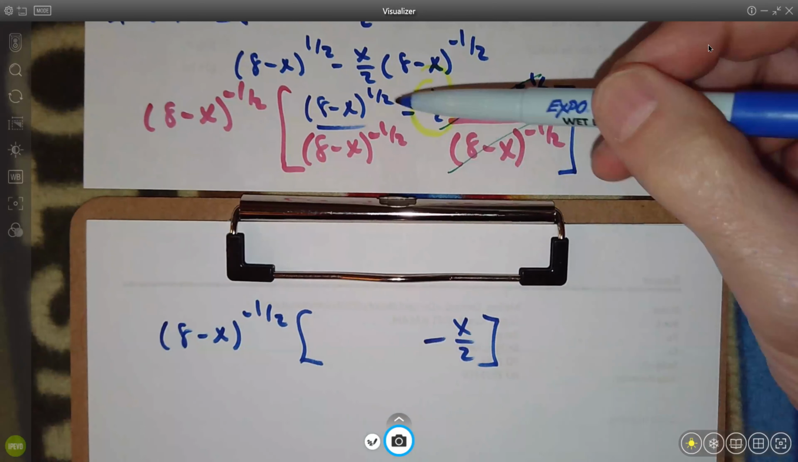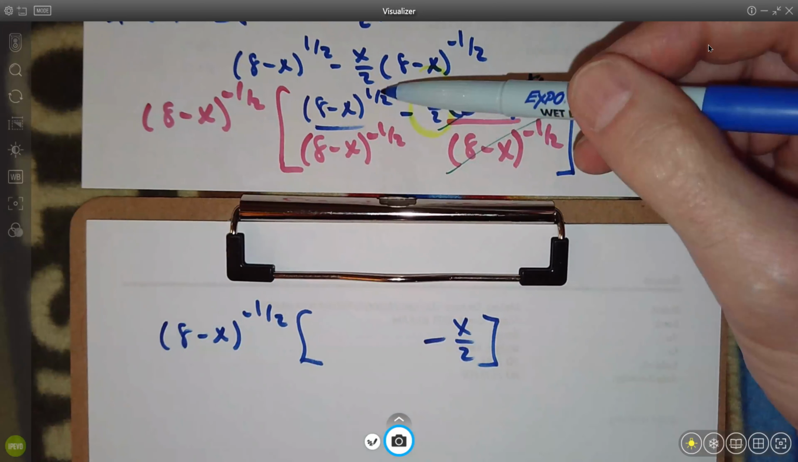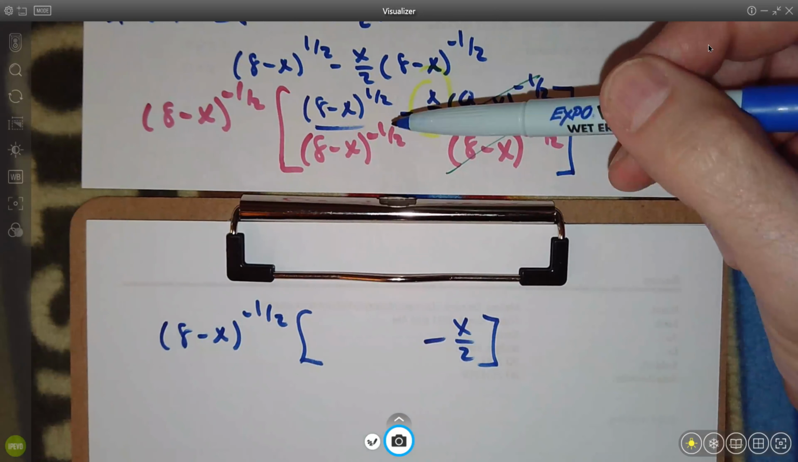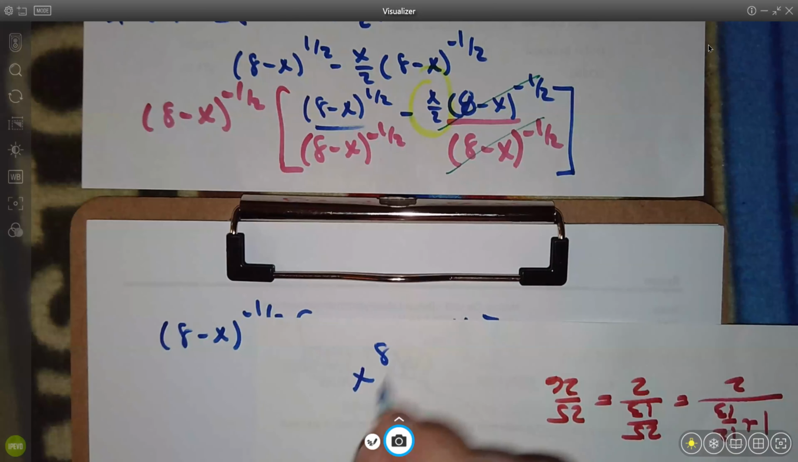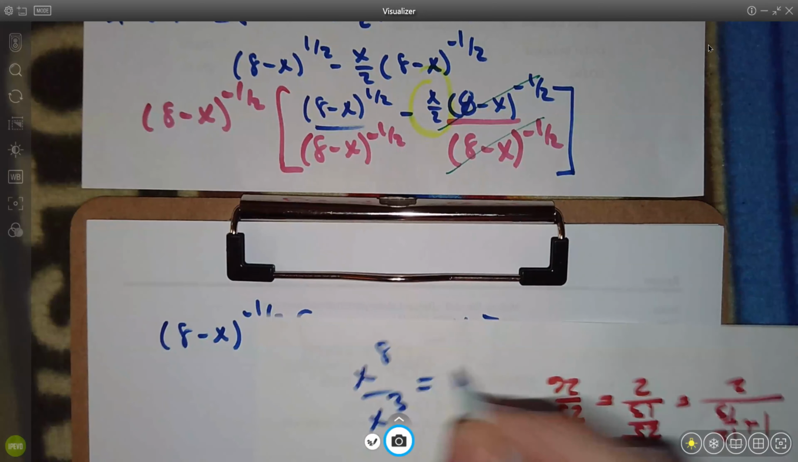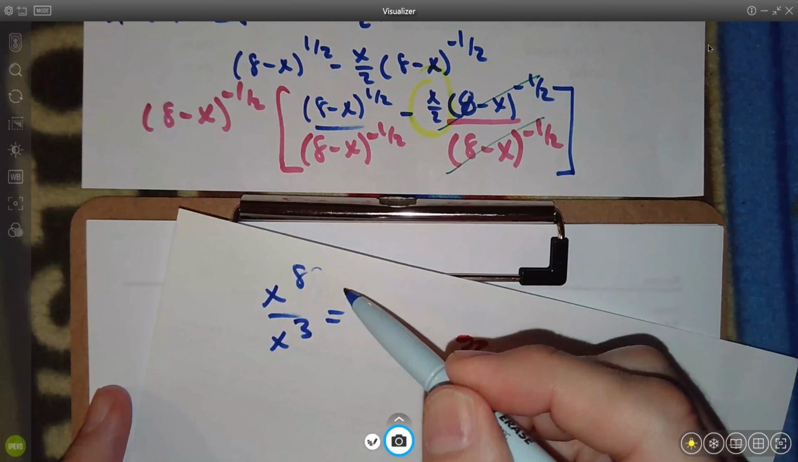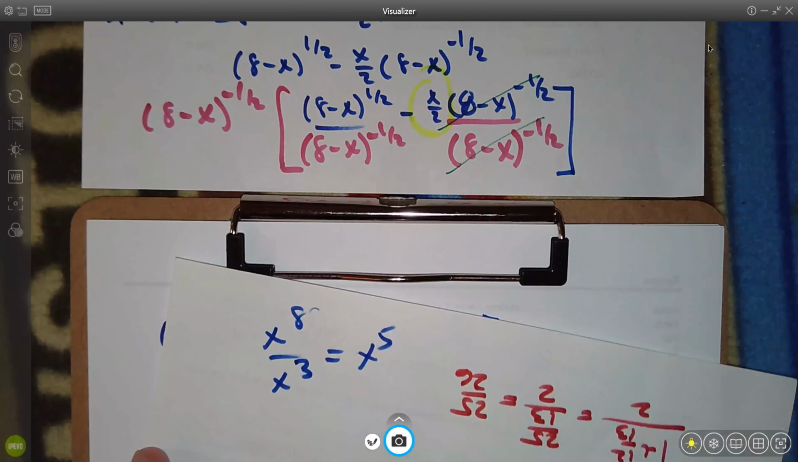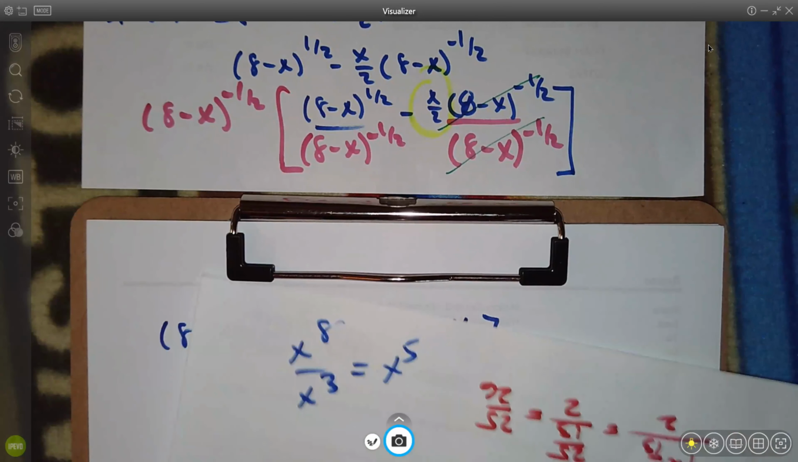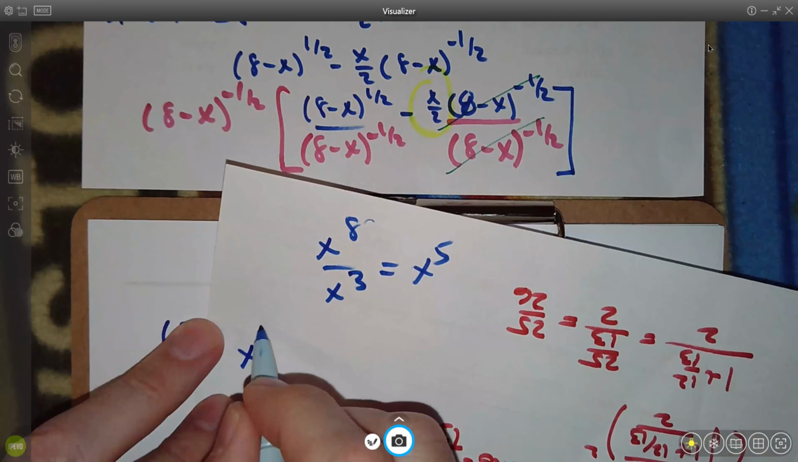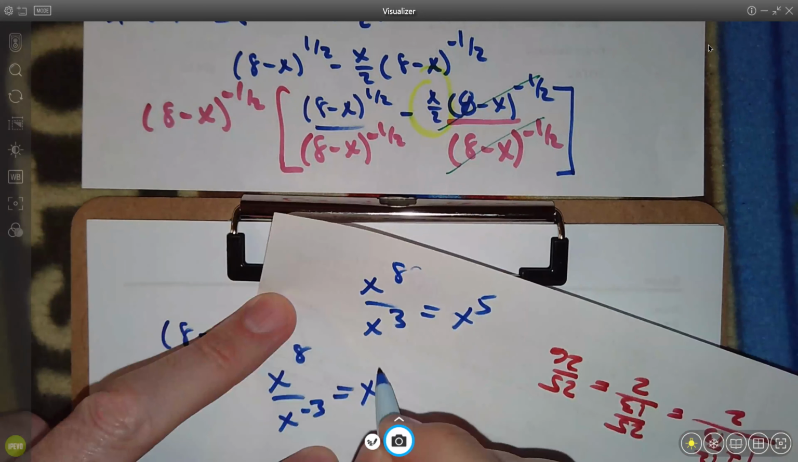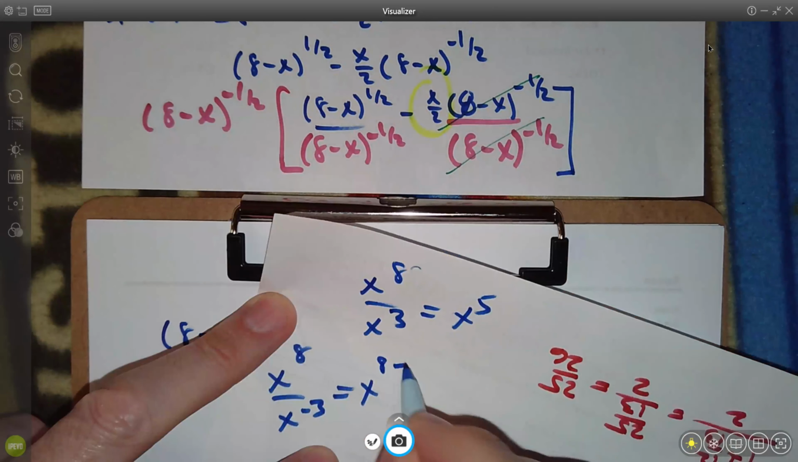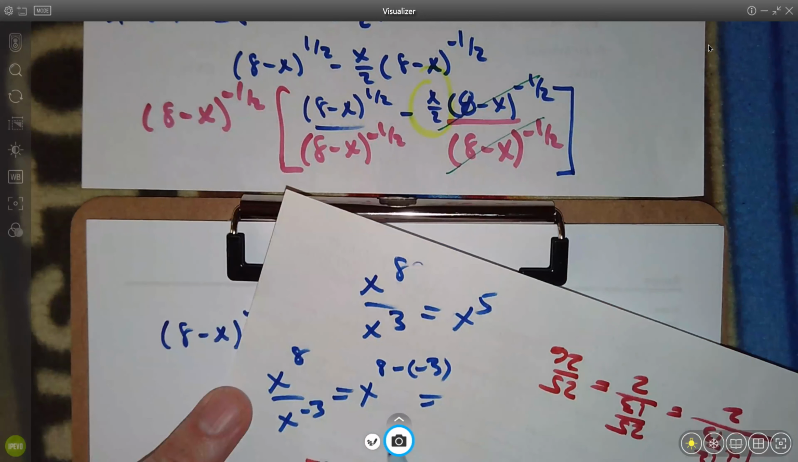How about here? Well, when you divide things with the same base, what happens with their exponents? If I have x to the 8th over x to the 3rd, what do you do with the exponents? Don't you subtract? You subtract, so I get x to the 5th. But if one of these exponents was negative, x to the 8th over x to the negative 3rd, when you subtract, it's like addition, right? Negative of negative 3. So you get x to the 11th.